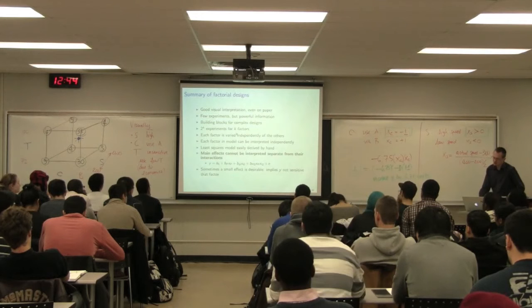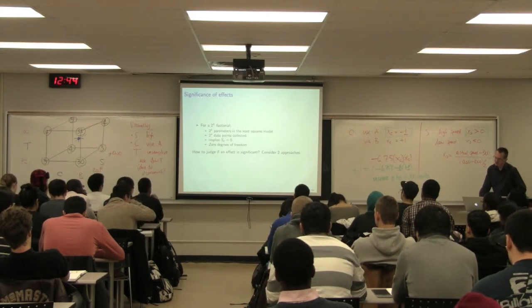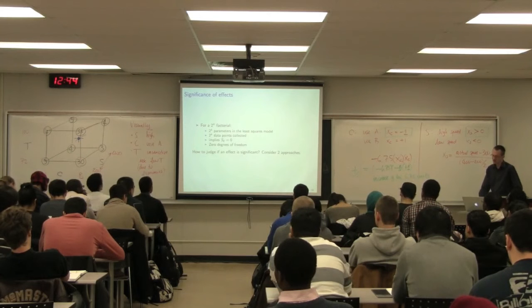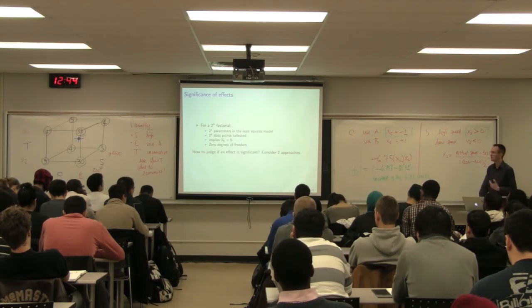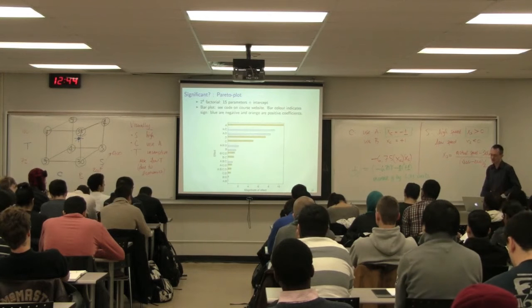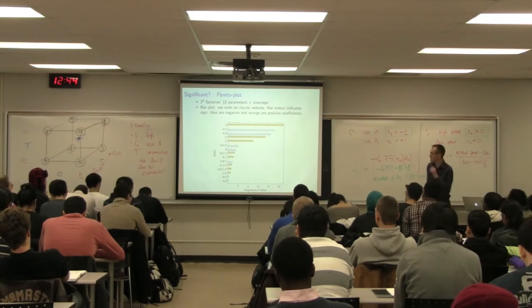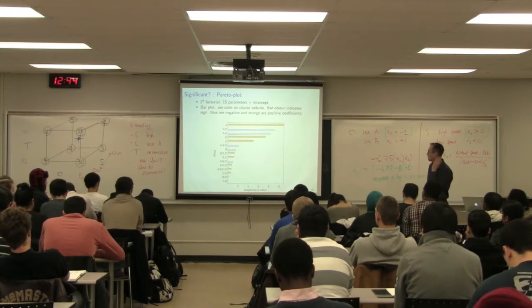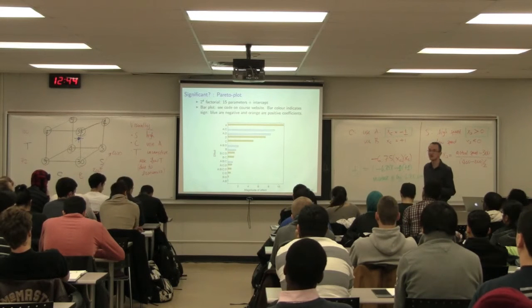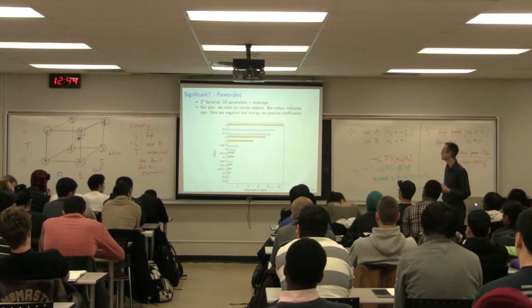One way to do that is, I'll just jump ahead on these two slides and I'll come back to them. But the easiest way to judge the significance of the effects is to plot a bar plot of the coefficients. So here I've done it for another example. This is for a 2^4 factorial. So there's 16 experiments, and with 16 experiments, I can estimate 16 parameters.